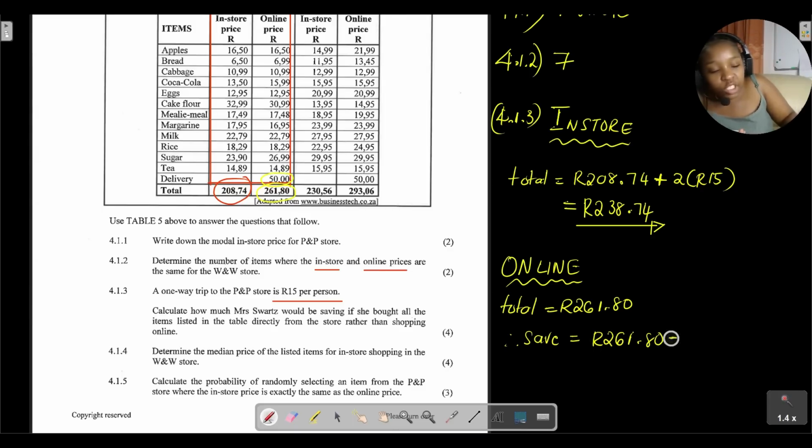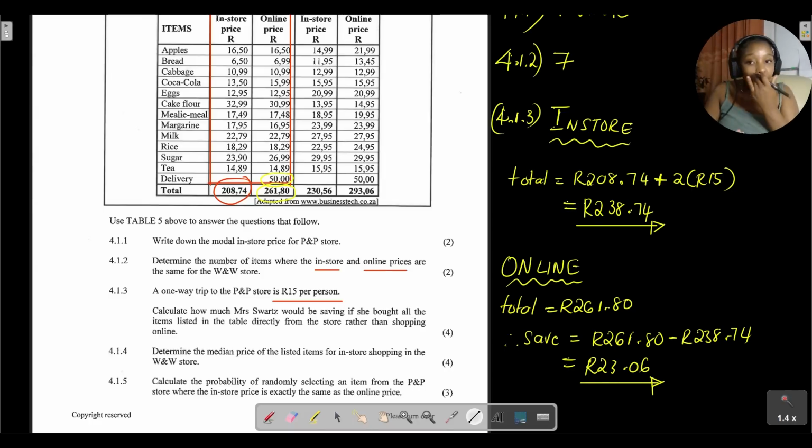261.80, which is how much she was going to spend if she bought it online, minus 238.74, and that is equal to 261.80 minus 238.74. You will get that it's 23 rand, 06. So that is how much she would save if she decided to buy all these items in store.